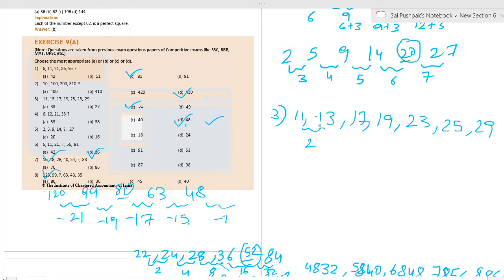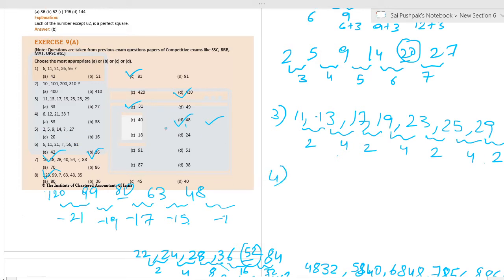The difference between 11 and 13 is 2. And 13 and 17 is 4. 17 and 19 is 2. 19 and 23 is 4. 23 and 25 is 2. 25 and 29 is 4. So if you see, there's a pattern in the differences. 2, 4, 2, 4, 2, 4. So what should be the next difference? 2. So we need to add 2. Okay, 31. 29 plus 2 will be 31.